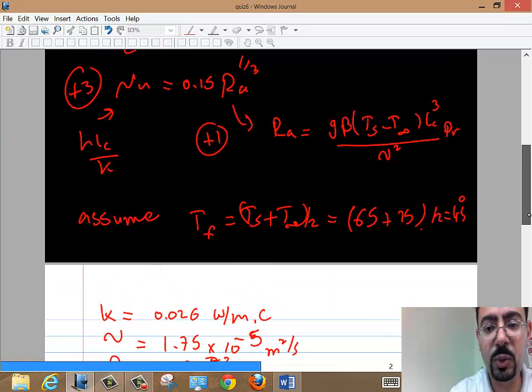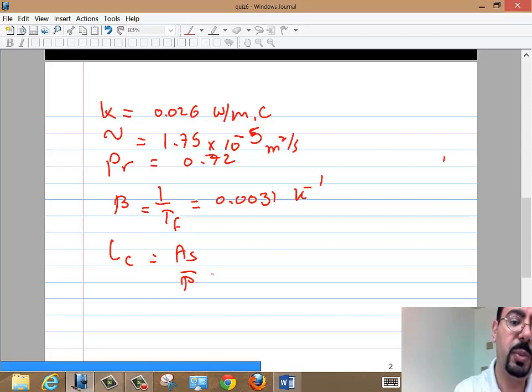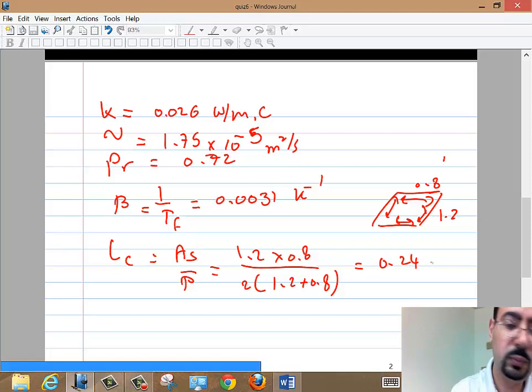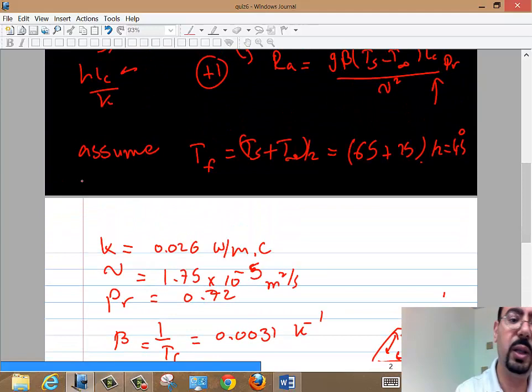We are missing one more thing, that length scale, because it's here and it's also in the Nusselt number. And so that length scale is area S over the perimeter. So 1.2 multiplied by 0.8 over 1.2 plus 0.8. This is a cross-section area, 0.8, 1.2, and the perimeter is basically adding this to this to this to this. So, what is the characteristic length? 0.24 meter. Right, and so we are ready then to calculate the real number. So this characteristic length is worth 1 point. And that guessing thing, assuming that's worth 1 point.